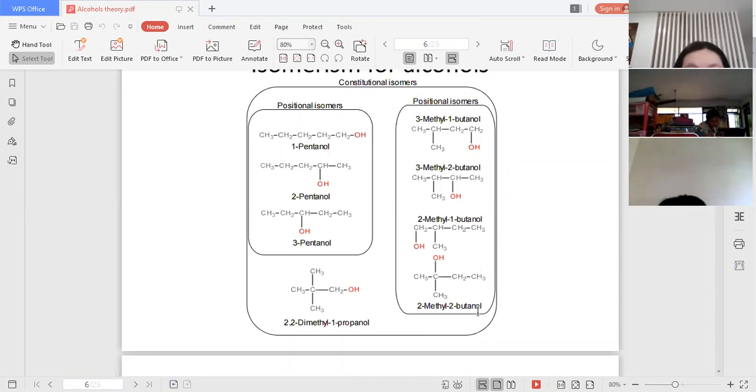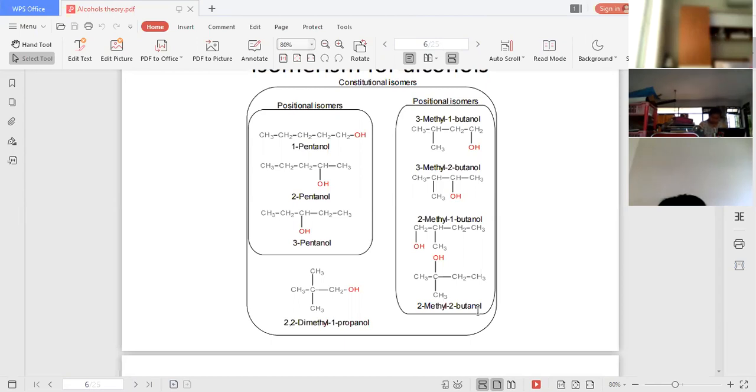Why are there so many positional isomers? Because there is a functional group, different from alkenes. Alkenes do not have so many positional isomers because alkenes do not have a functional group. Okay.